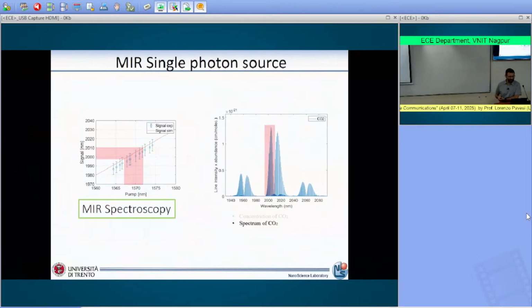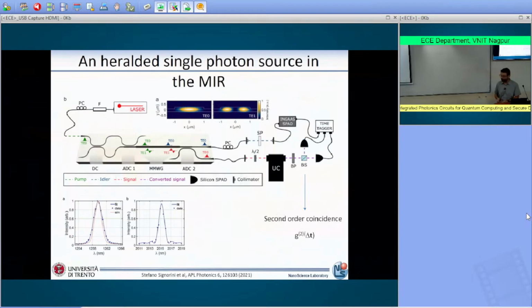The first thing that we did was to design our system in such a way that it is able to generate a photon in the region where exactly carbon dioxide is able to absorb. Okay? And therefore we use spontaneous four-wave mixing in order to generate those photons. Here is the circuit, characterized by a waveguide with a very specific width, by which the idler photon is generated at 1.3 micron roughly, while the signal photon is generated exactly where carbon dioxide is absorbing.